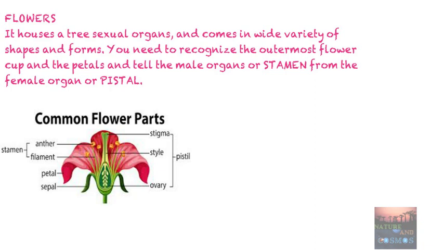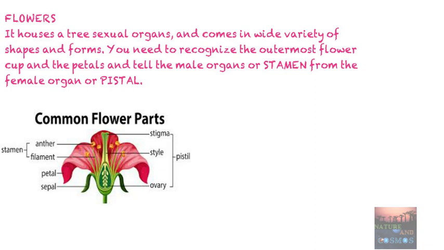The center part is known as stigma, connected to a style. At the bottom of it we have the ovary, which is well preserved within the flower. Together these three parts are known as pistil. Then we have anther connected to a filament. Both of them combine together to form the stamen.